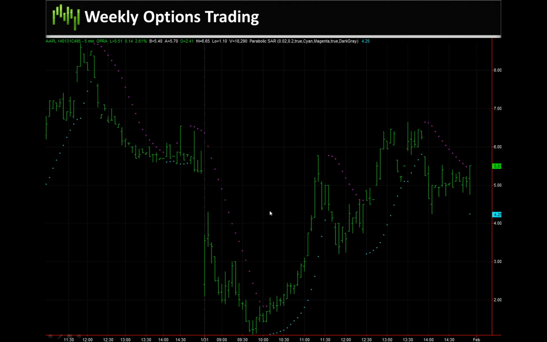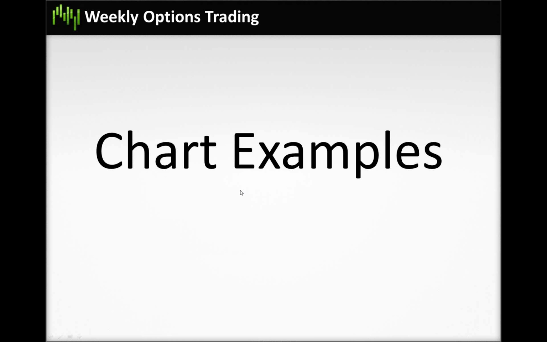Remember, we want out before expiration, and when we're trading, especially this close to expiration, we want to take our profits and run. All right? Yeah, SAR is also helpful showing, Todd, you're right, previous buy and sell points. Yep. Chart examples. All right, let's take a look at this.